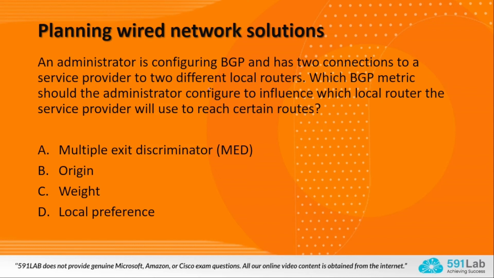Option A, multiple exit discriminator. This is correct, as we have already discussed about it. Option B, origin. Origin attribute, actually the path with the lowest origin type is preferred. Origin types are preferred in this order: IGP, EGP and incomplete. So the first preference is for IGP, that is subnets advertised via network command in BGP. Second preference is for EGP. EGP means exterior gateway protocol, that is routes obtained via BGP. Third preference is incomplete, that is routes redistributed from other routing protocols.